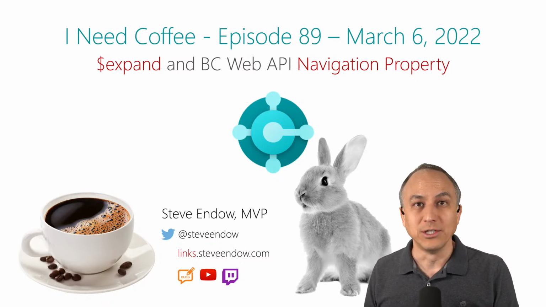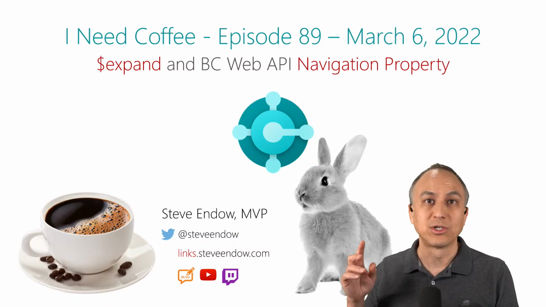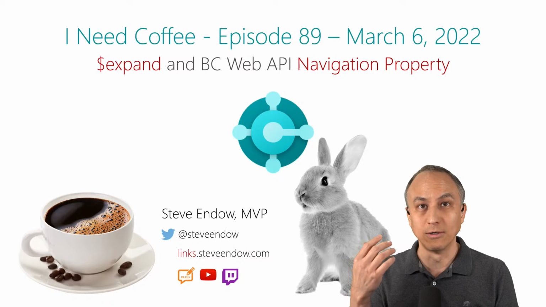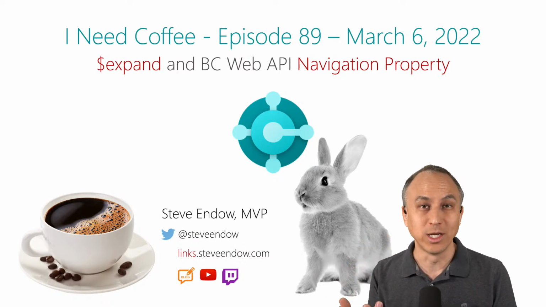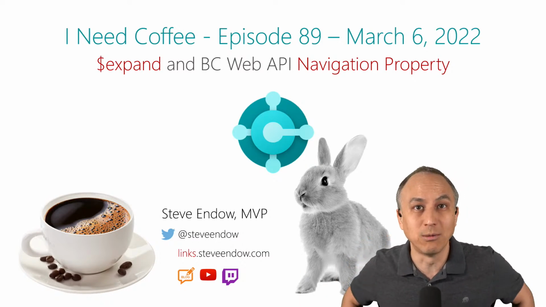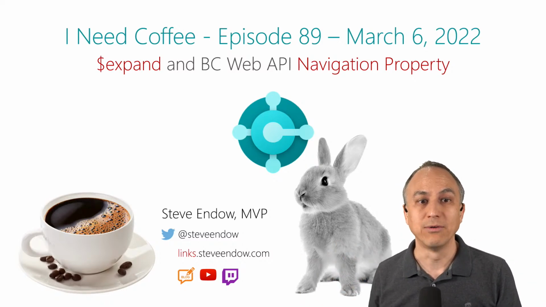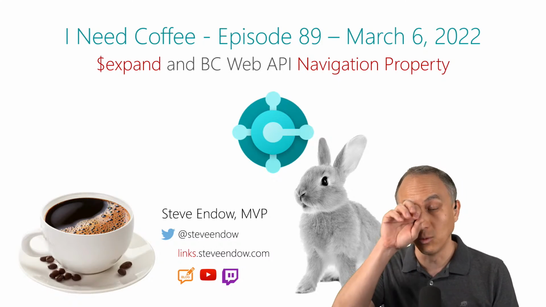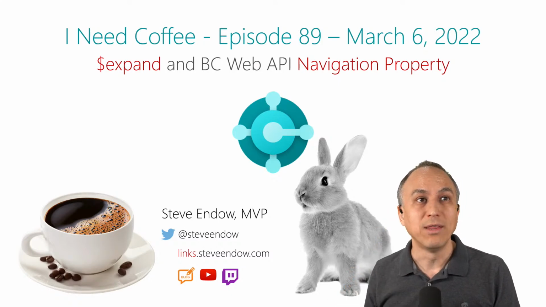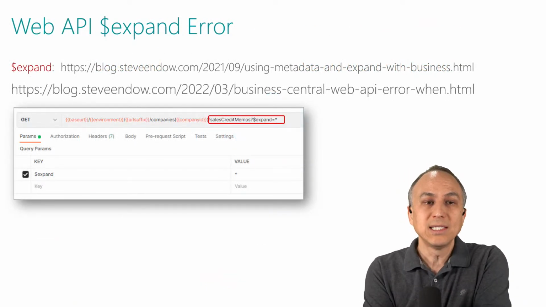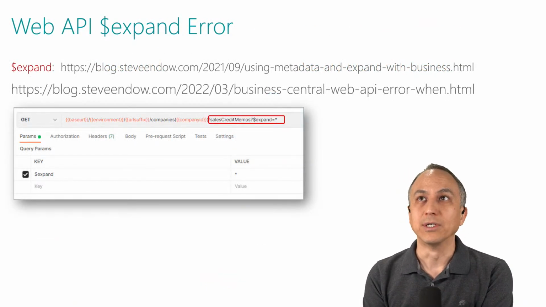So I thought I would share that journey, and thanks to AJ Kaufman for helping me understand what's going on here, and also to Jeremy Viska for adding a little context as to how the Business Central Web API engine appears to work. So with that, this is the issue that I encountered.